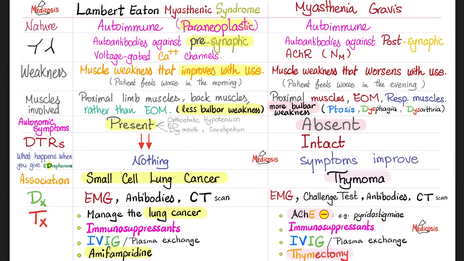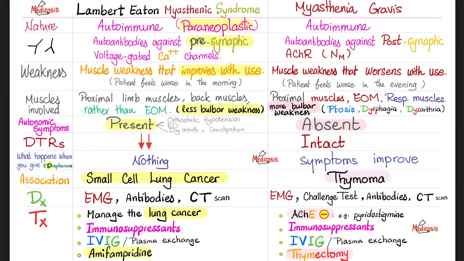In Lambert-Eaton, the antibodies are attacking the presynaptic calcium channels, but in myasthenia gravis, the antibodies are attacking the postsynaptic acetylcholine receptors or nicotinic sub-M receptors. The muscle weakness in Lambert-Eaton improves with brief exercise, but in myasthenia it worsens with repetitive movement. So we can say that a Lambert-Eaton myasthenic syndrome patient is happier in the evening because the more you move the muscles, the more they get better. We can argue that myasthenia gravis is miserable in the evening because the more you use them, the worse they get.